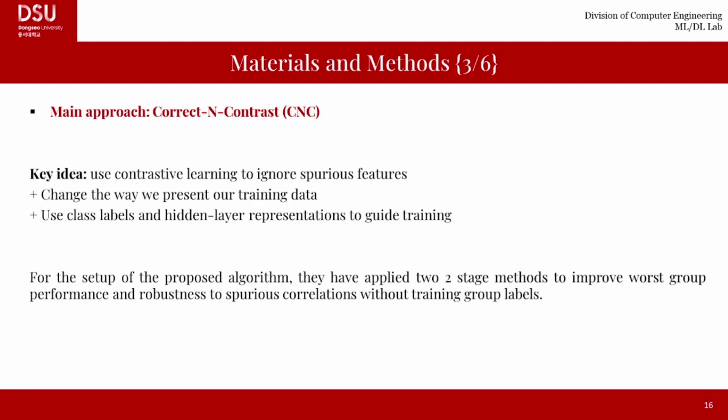Then here they discuss the main approach. Basically, Correct-N-Contrast is the main algorithm in this paper. So what is the main key idea? Basically, the key idea is to use contrastive learning to ignore the spurious feature, change the way they present the training dataset, and use the class label and hidden layer representation to guide training. So for this proposed algorithm, they have applied a two-stage method to improve the worst-group performance and be robust to the spurious correlation without the training group labels.